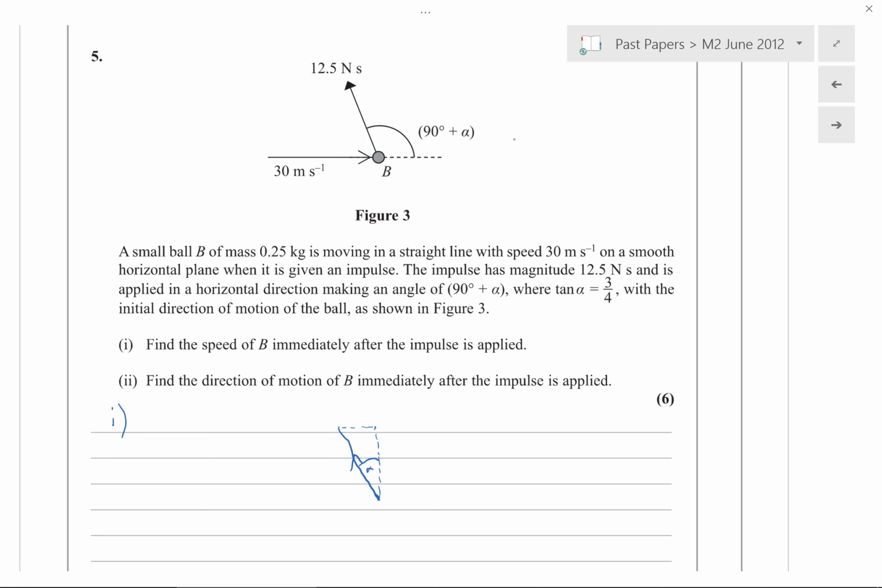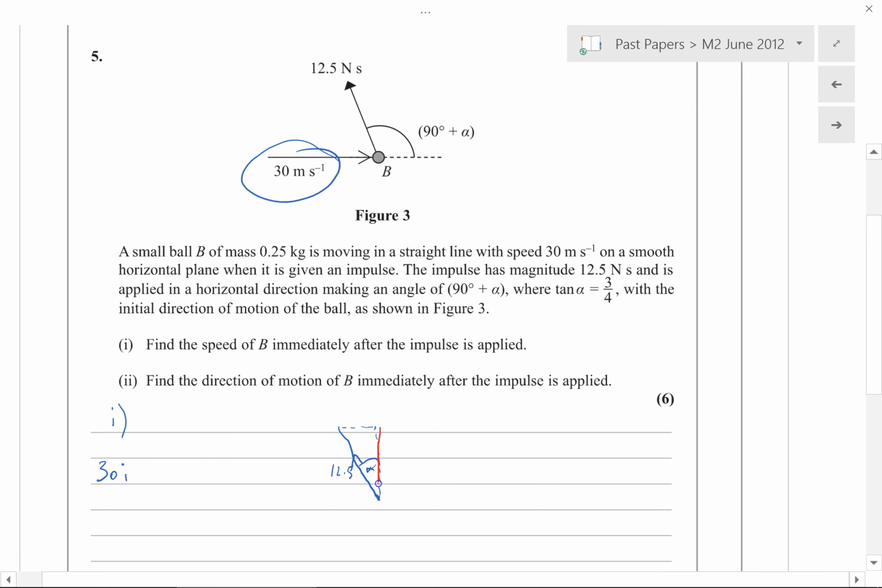Because we're so used to the i and j structure, why don't we call this 30 in the direction 30i. You can use column vectors as well if you want. And then all we have to do is convert this 12.5 vector into i and j form. We do know the angle alpha here, so this is 90 plus alpha there. So this angle is alpha that I've marked here, and this is 12.5. So we can split into two components.